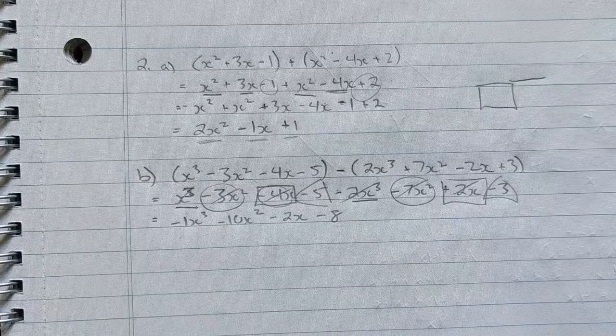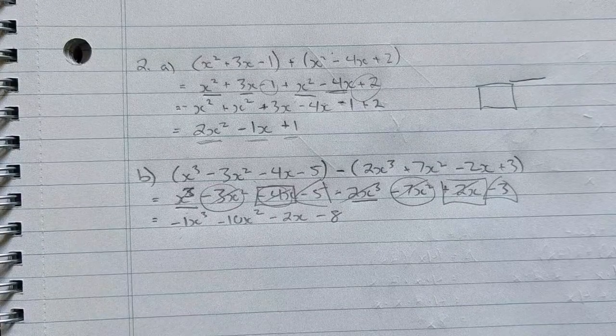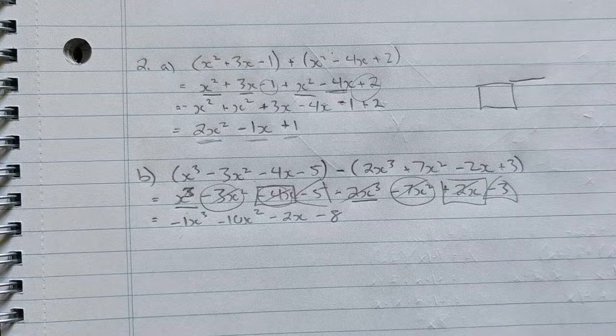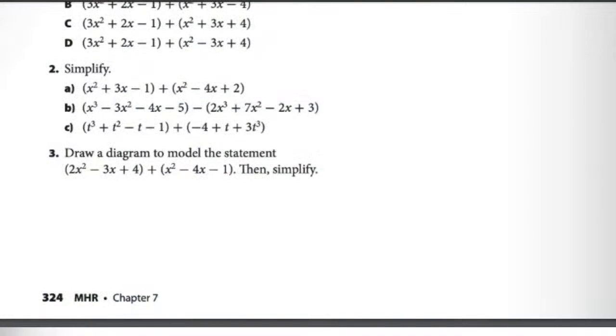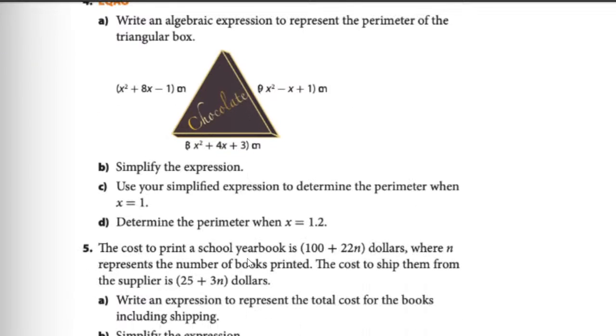Now, a few other questions here to take a look at. In the case of number 4, I just want to talk about that one. It's similar to what we were just doing. So in number 4 here, we have write an algebraic expression to represent the perimeter of the triangular box. So remember, perimeter of a triangle is just add up all 3 sides.